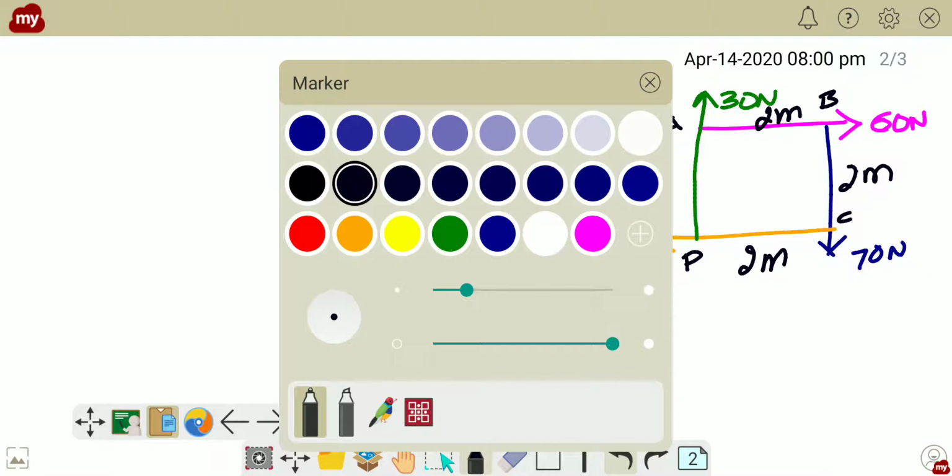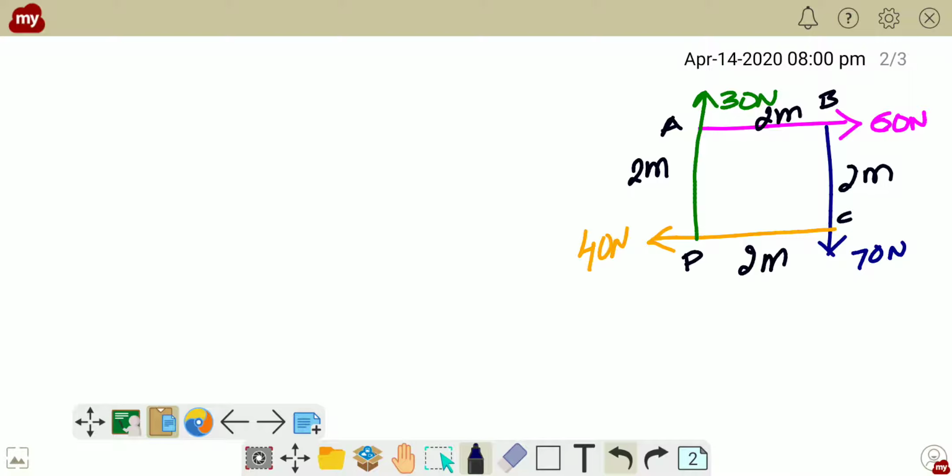So let us find out moments at each and every point. First of all, let us find the moment at point A. Moment at point A can be found here in this sheet. So moment at point A equals to, we have to consider all these forces so that moment at point A can be obtained. So moment at point A equals to, let us write all the forces.